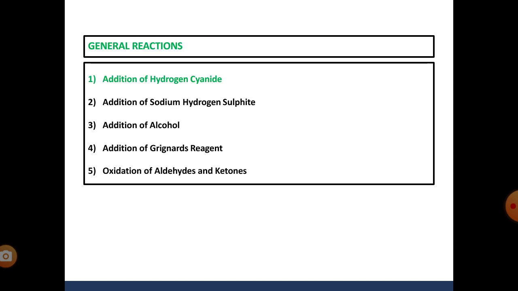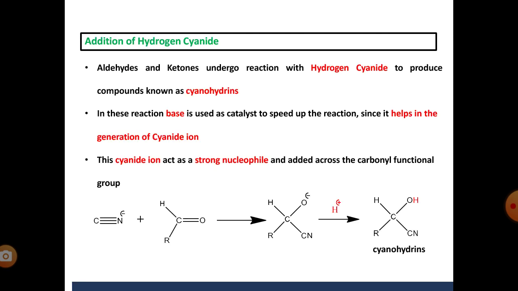Then we'll discuss various reactions of aldehyde and ketone. As we studied in the first lecture, this C=O bond is a polar bond because of the electronegativity difference. It undergoes nucleophilic addition type of reaction. So the first reaction we'll discuss is addition of hydrogen cyanide. So here HCN is hydrogen cyanide.